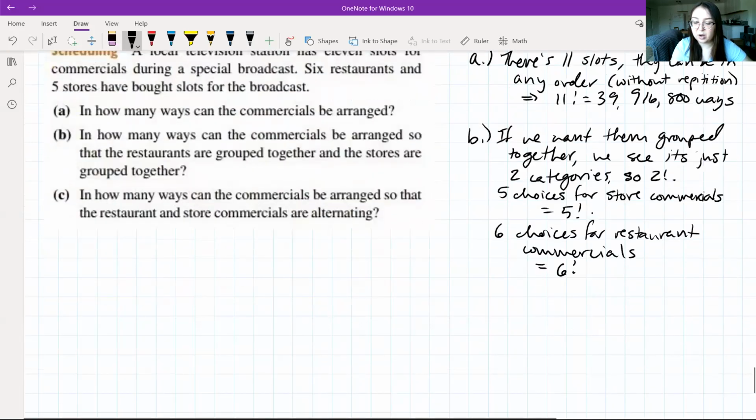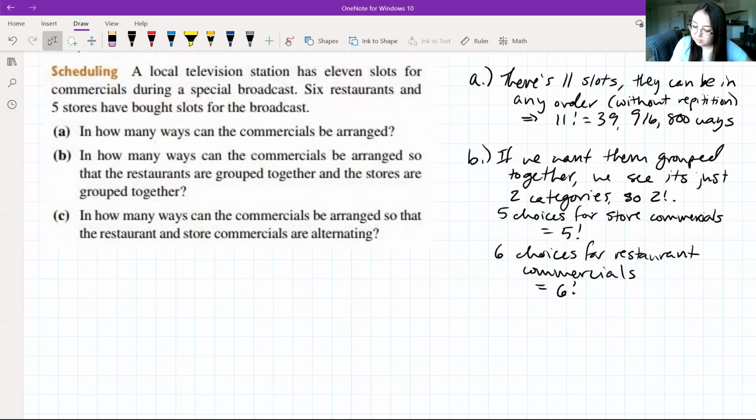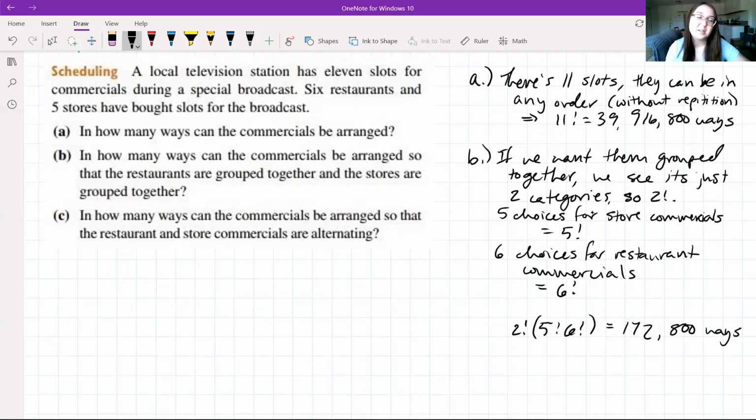So just like in our last problem, we want to take our number of ways that we can rearrange the categories, then multiply by the number of choices we have in each category. When we multiply these values together, we're going to end up with 172,800 ways. So we see we definitely have significantly less ways that we can rearrange our commercials if we're thinking about grouping them by category.